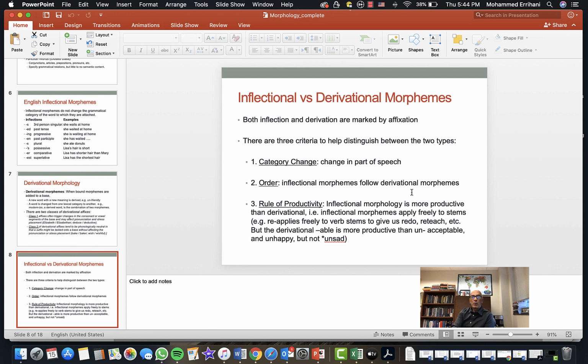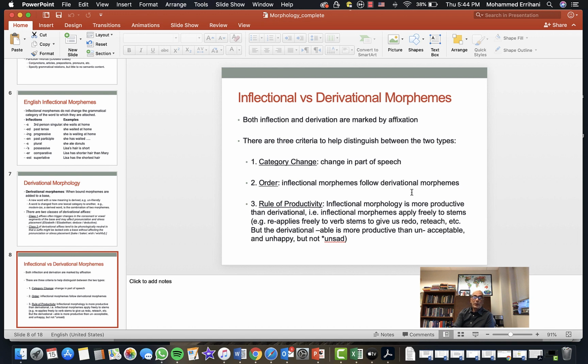One is a free morpheme. Modern is an adjective. When you add -ize, it becomes modernize, so we derive a verb. But if you add the third person singular s, it becomes modernizes. So -ize is what we call a derivational morpheme because it changes the grammatical category of the word from an adjective into a verb. And the s basically just adds more information.